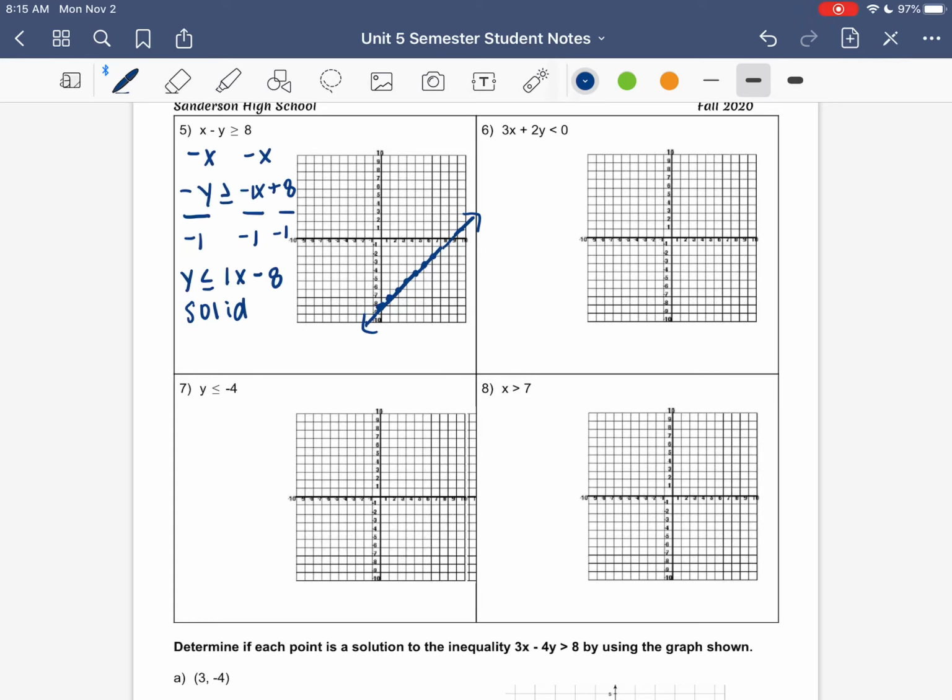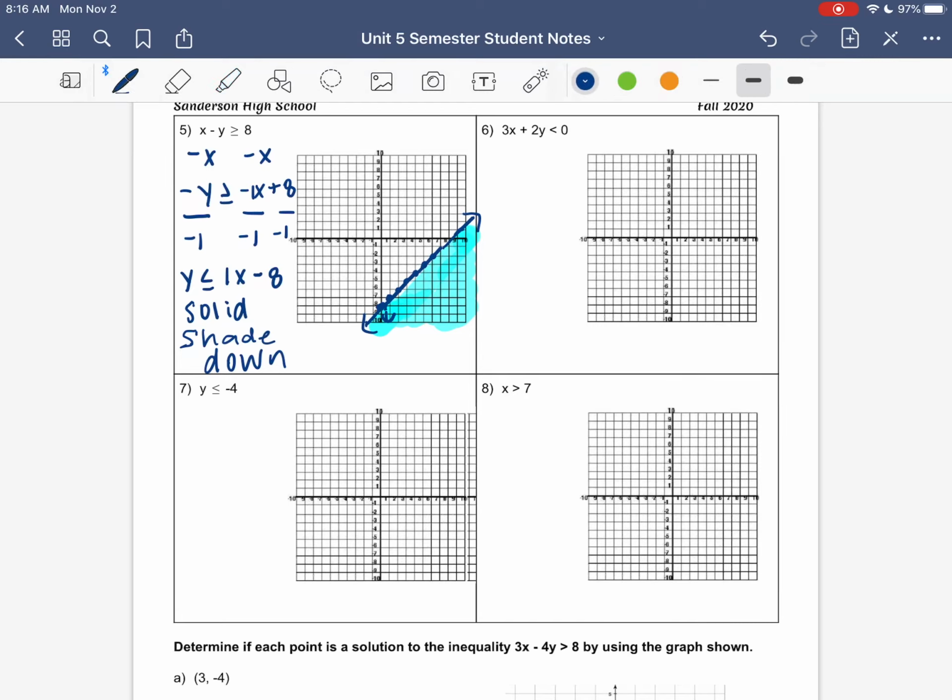And when I decide which direction to shade, again, I've got to use the version that has the y on the left side, which is right here. So less than or equal to. That would be to shade down. So again, from my y-intercept, I'm going to shade down, which will be on this side. And in this solution set, everything on the line and the shaded region is a part of our solution.